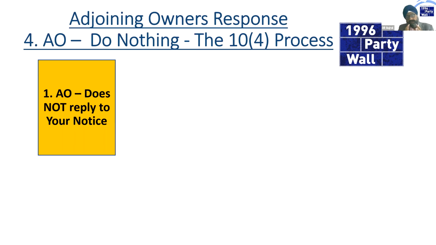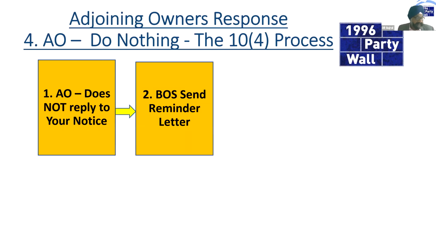Now, part of the reason for the misunderstanding of the 10-4 process is that this is one of the things that changed between the 1939 Building Act and the 96 Party Wall Act, in that a non-response previously was taken as a consent, whereas in the 96 Act, it's taken as a dissent. Well, at least for sections 6 and 2 and 3. I'm going to discuss that tomorrow. But if you receive no response to your notice, that's automatically deemed as dissent, i.e. it means the adjoining owner is disagreeing with your notice.